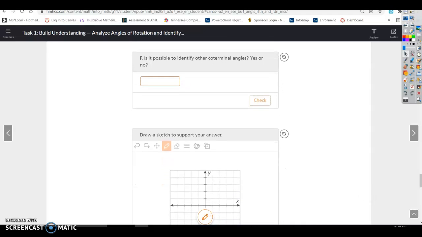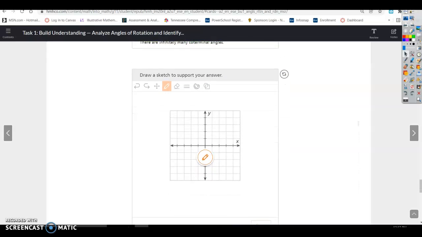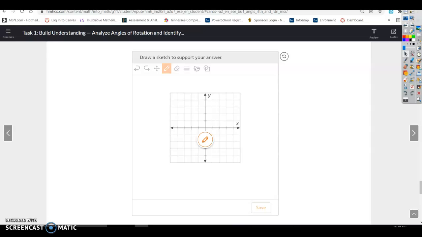All right, is it possible to identify other coterminal angles? Yes, again, you just see if they add or subtract 360 if you get to the same terminal side.